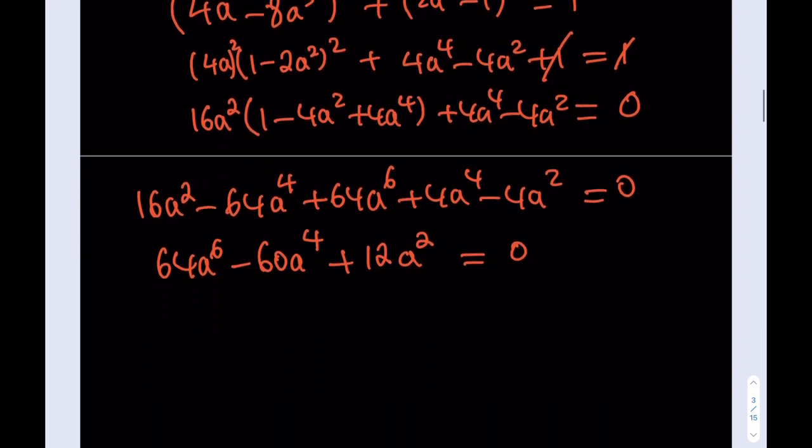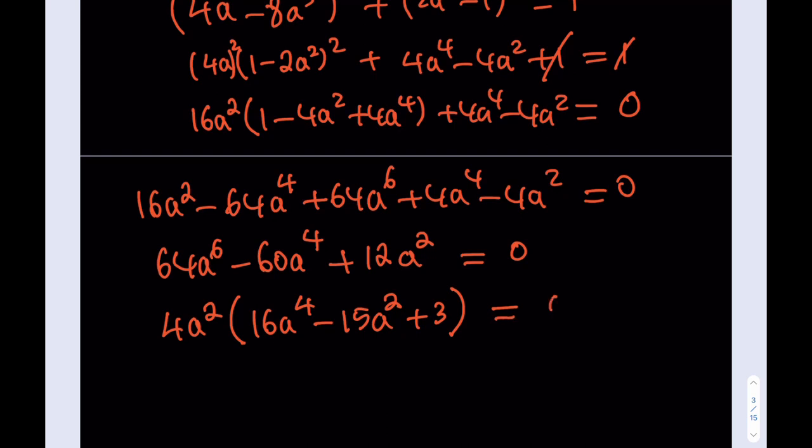Awesome. Now, the greatest common factor would be 4a squared. Let's go ahead and take that out. If I take out 4a squared, something nice is about to happen. Okay. Let's see what happens here. We get 16a to the 4th minus 15a squared plus 3. Awesome. Everything is awesome, right?